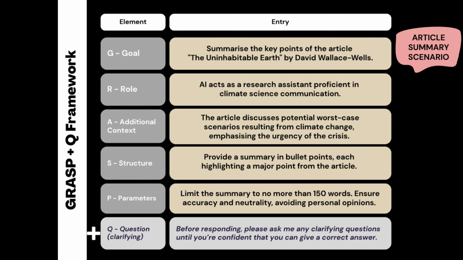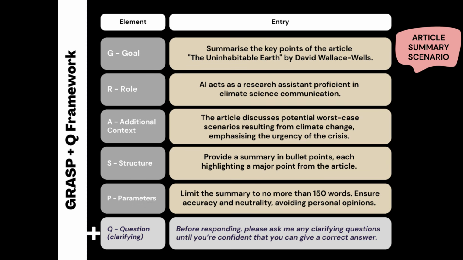So I've put for the goal, summarize the key points of the article, The Uninhabitable Earth by David Wallace Wells. For role, I've put AI acts as a research assistant proficient in climate science communication. So for additional context, I've put the article should discuss potential worst-case scenarios resulting from climate change, emphasizing the urgency of the crisis. For structure, I've put provide a summary in bullet points, each highlighting a major point from the article. And for parameters, I've put limit the summary to no more than 150 words.